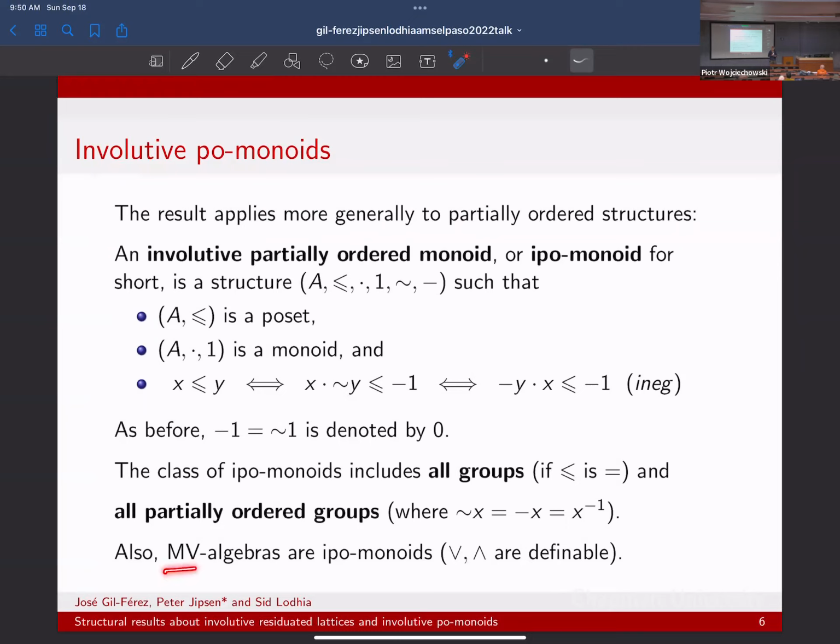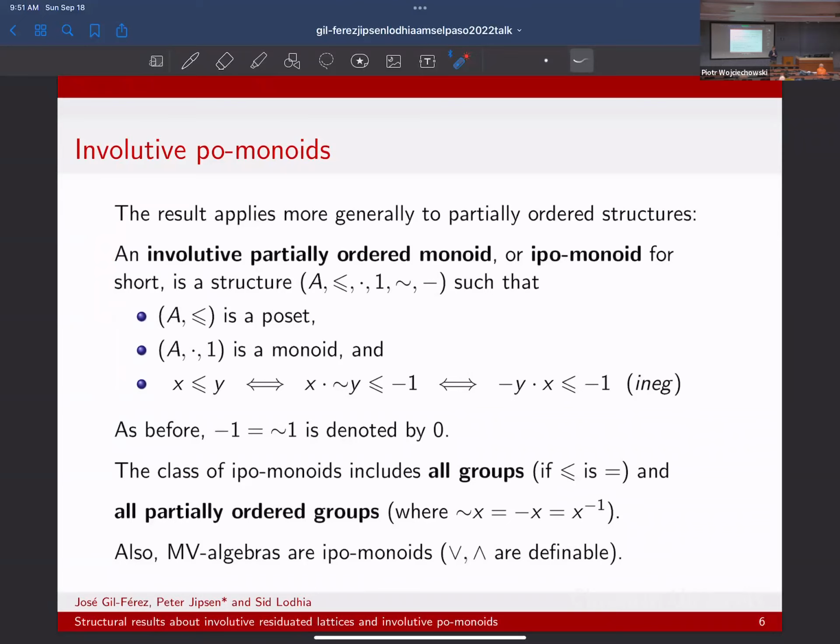And in fact, for MV algebras as a class, you don't need the join in the definition. The join and meet in MV algebras are a consequence of something that looks like this. You just need to add another axiom that doesn't reference join or meet, which I haven't mentioned here.